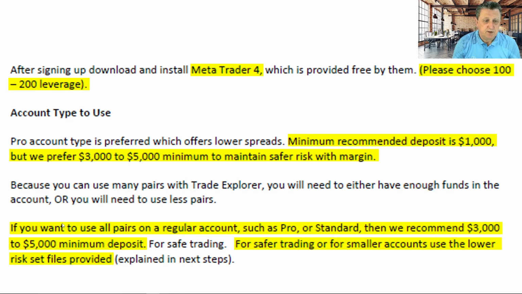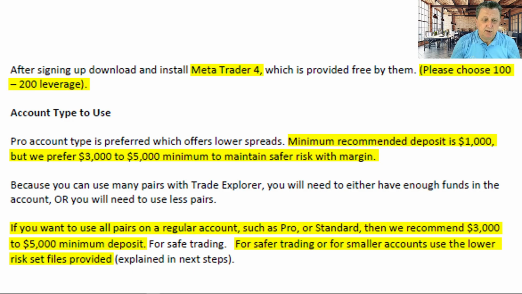They go on here, it says if you want to use all pairs on a regular account, such as the pro or standard accounts, then they recommend the 3,000 to 5,000 minimum deposit for safe trading. And for safer trading, for smaller accounts, you use the lower risk set files provided, and that's where it comes in. There are 2 different sets of files in here. We are trading both of them.